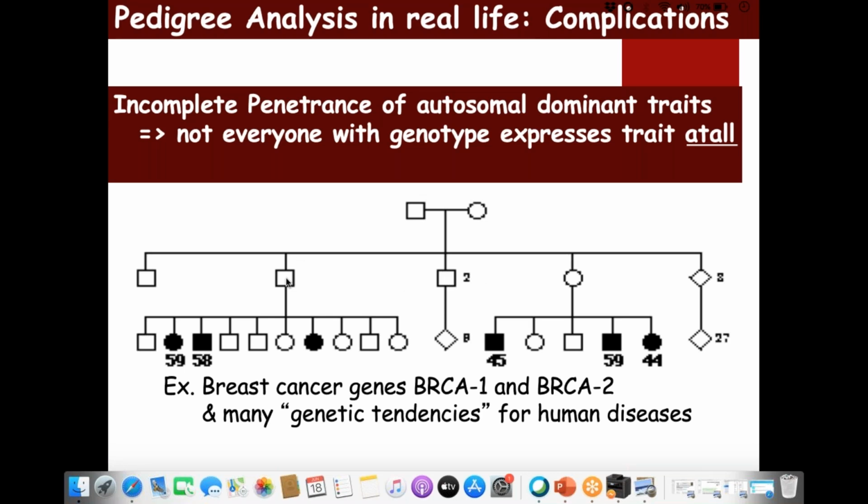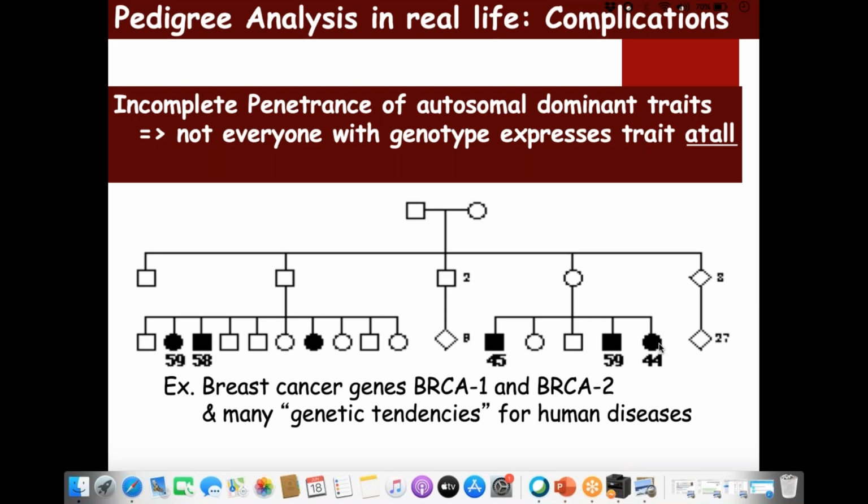You have the genotype, but you don't express the phenotype. So what you inherit is the genotype. What you look like is the phenotype. You have the genotype here, but only few of these individuals are expressing the classical phenotype. So a disorder of skipped generations or incomplete penetrance.